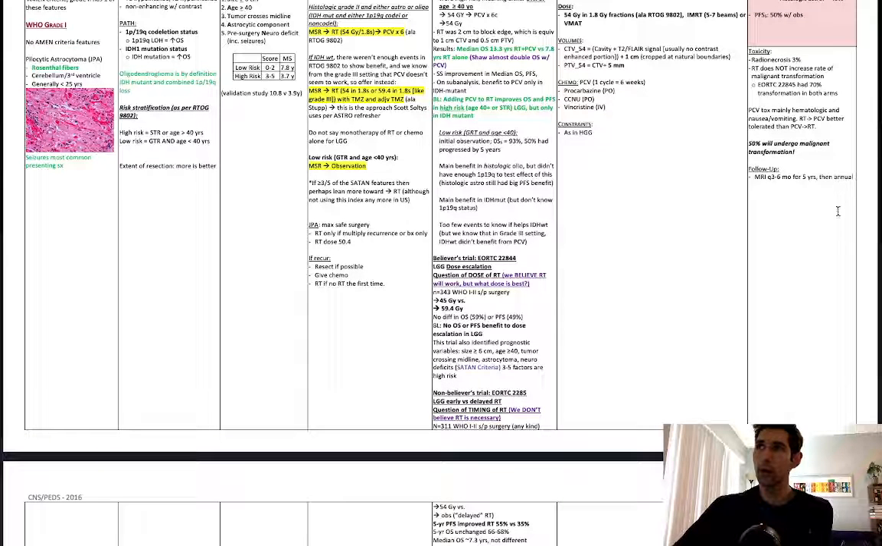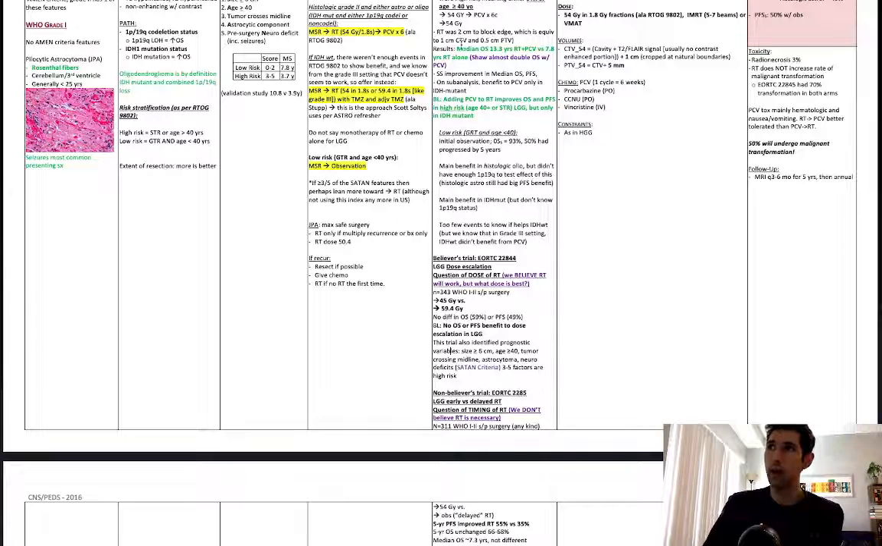Evidence for low-grade gliomas, RTOG 9802. This is the Shaw-Buckner trial. This is published in New England Journal of Medicine 2016. These were WHO grade 2 astrocytomas, oligoastrocytomas, and oligodendrogliomas that were high risk, meaning these patients either had subtotal resection or they were old. They were greater than or equal to 40 years old. They were randomized to 54 gray followed by PCV times 6 cycles versus 54 gray alone.